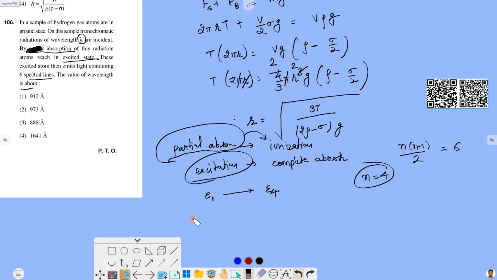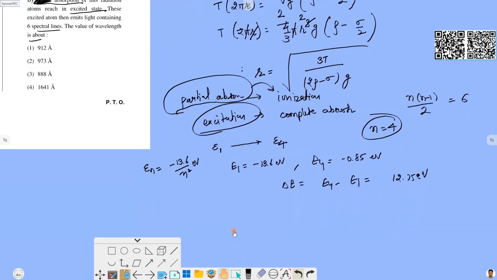So for the hydrogen atom, we know En is equal to minus 13.6 by n square electron volt. So the energy of the first orbit is minus 13.6 electron volt, and the energy of the fourth orbit using this formula will come out to be minus 0.85 electron volt. So delta E, the energy required for this transition, will be E4 minus E1, that will give us 12.75 electron volt.